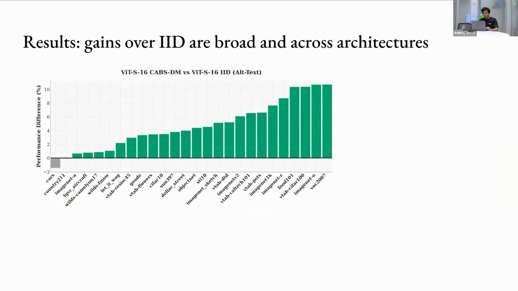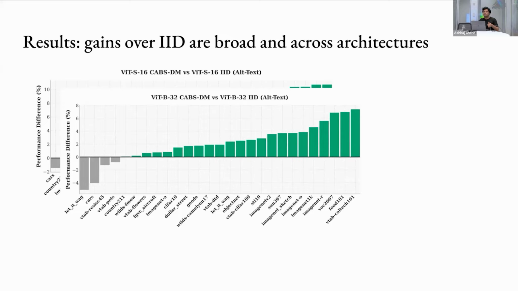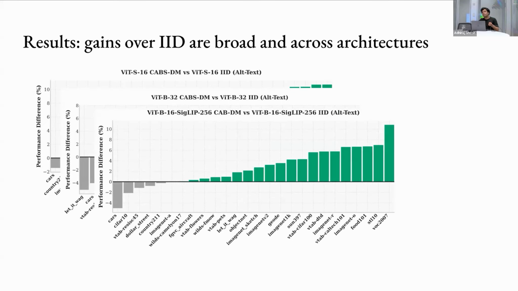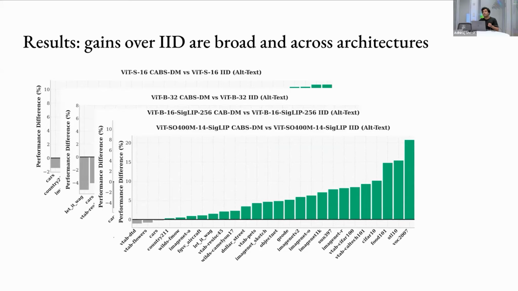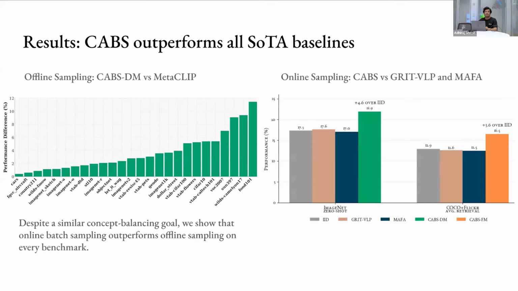In general, our gains over IID are broad: if we expand the benchmarks that we test on, we do 28 benchmarks in total, and we show performance gains almost across the board. This is for ViT-S/16, this is for ViT-B/32, which I showed before. This is for SigLIP ViT-B/16, and this is for SigLIP ViT-SO400M. So we test across many model sizes, as well as CLIP and SigLIP training methodology. So CABS works well across the board, which is a good sign.